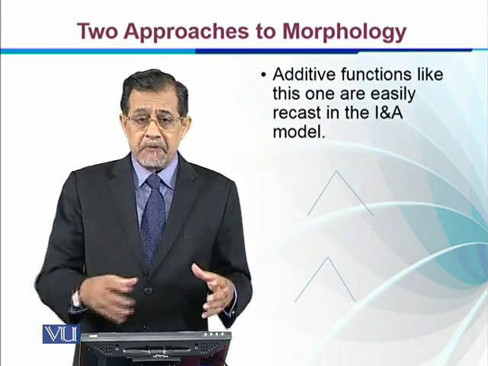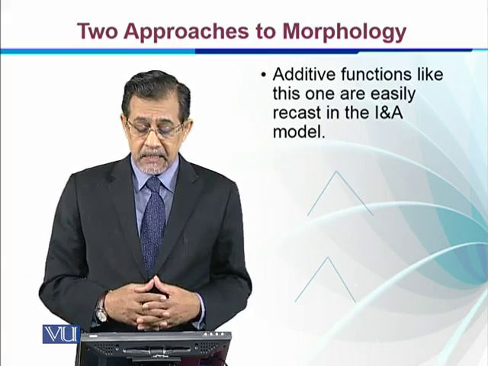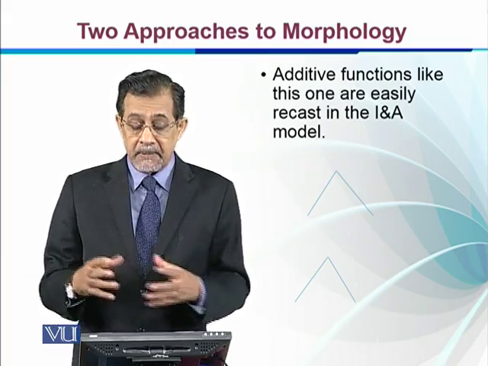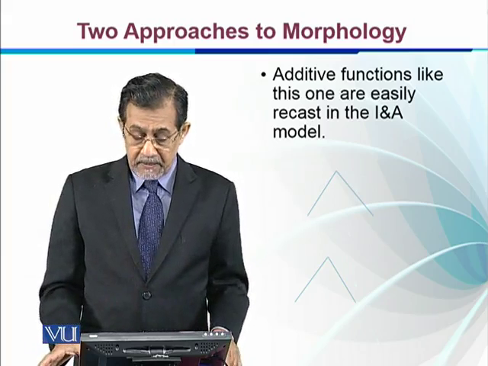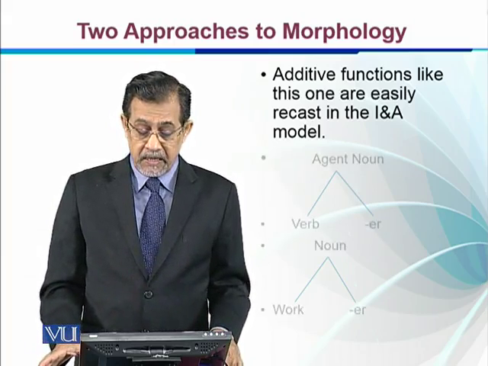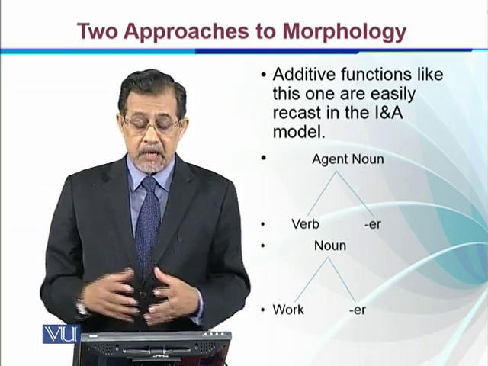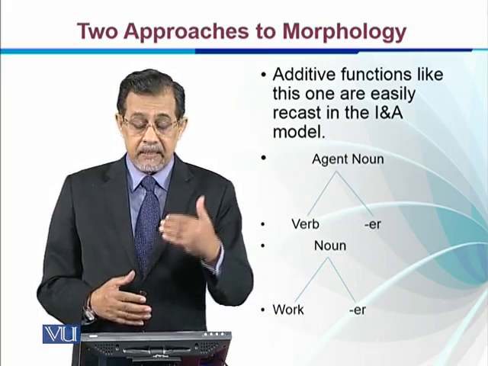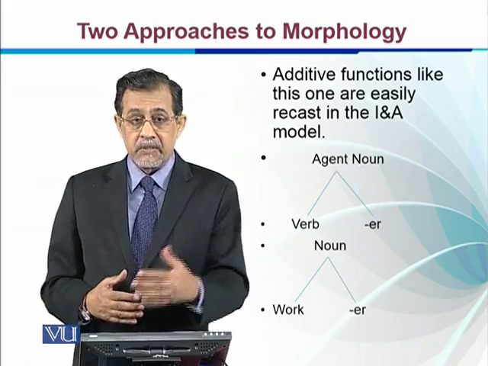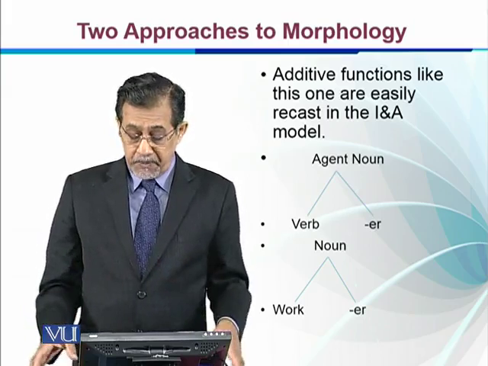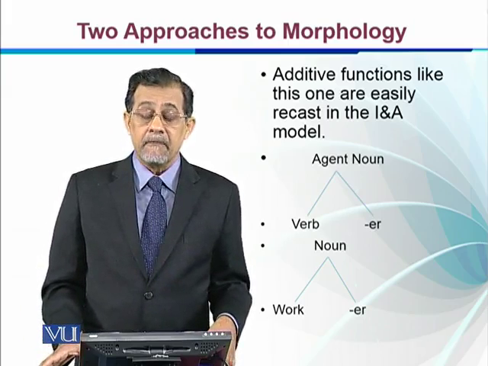These functions, semantic, lexical, etc., like this one, are easily recast in the item and arrangement model. We can also have this verb plus er. So how do we make an agent noun? Verb plus er, and we get the agent noun. Work plus er becomes a noun, worker.